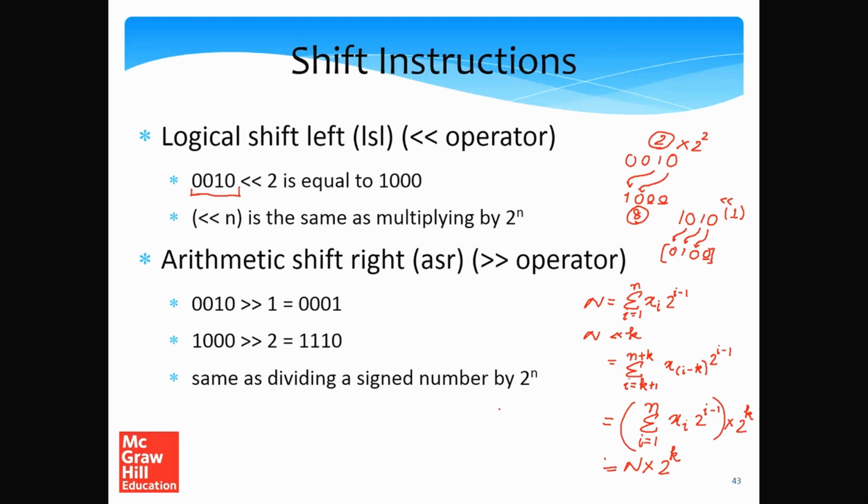So let me consider one more example. Consider 0011. We left shift by 1 position, so this becomes 0110. In decimal, this number is 3 and this number is 6. So this is equivalent to multiplying 3 with 2 to the power 1. So we get 6.